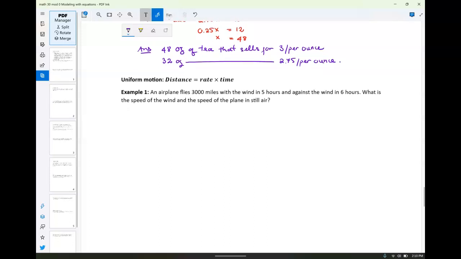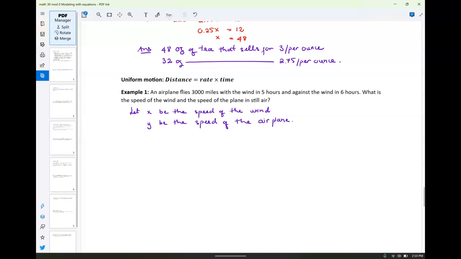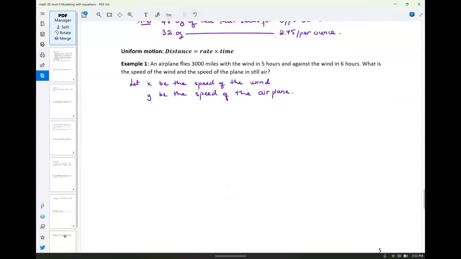Okay, so first we will let x be the speed of the wind and y be the speed of the airplane. Let's organize our information in a table. We know our formula is distance equals rate times time.